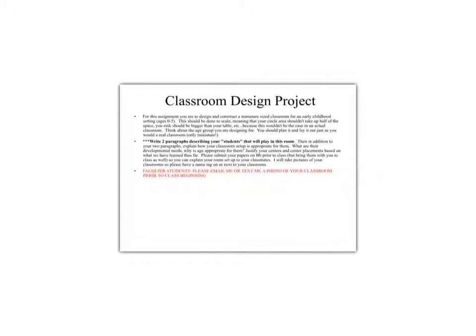For this assignment, you are to design and construct a miniature-sized classroom for an early childhood setting. So you would think about doing this for children that are ages 0 to 5. This should be done to scale, meaning that your circle area shouldn't take up half of the space, or your sink shouldn't be bigger than your table, for example, because this wouldn't be the case in an actual classroom. Think about the age group you're designing for. You should plan it and lay it out just as you would a real classroom, only smaller.